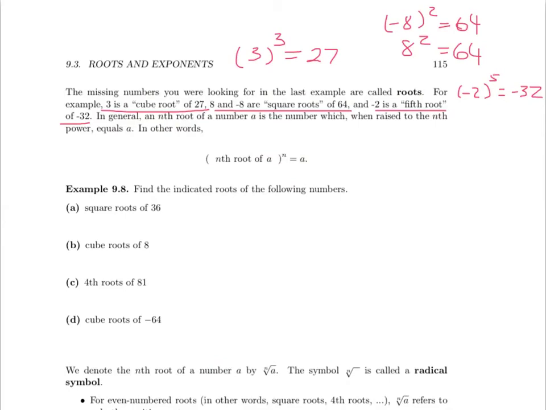So let's try out our understanding of roots on the next example. Example 9.8, find the indicated roots of the following numbers. In A, what are the square roots of 36? Well, what we're asking is what number or numbers squared will give you 36. The numbers that sit in here are the square roots of 36. Well, you can see that there are two of them, 6 and negative 6, both work. So those are the square roots of 36.